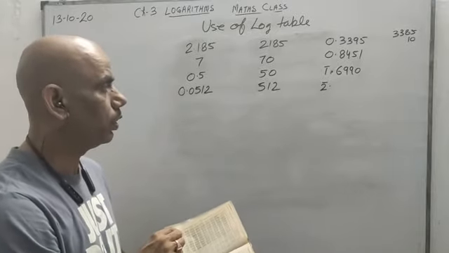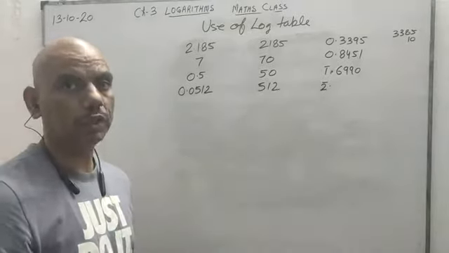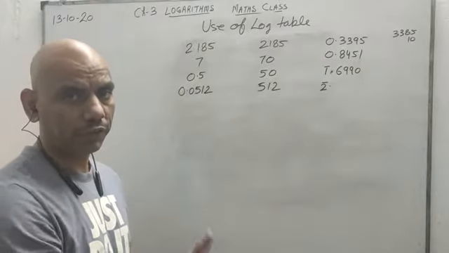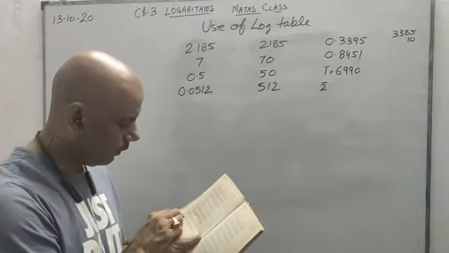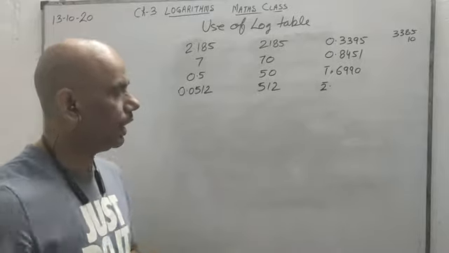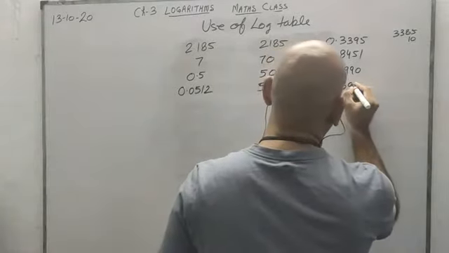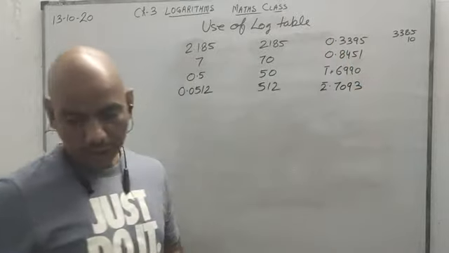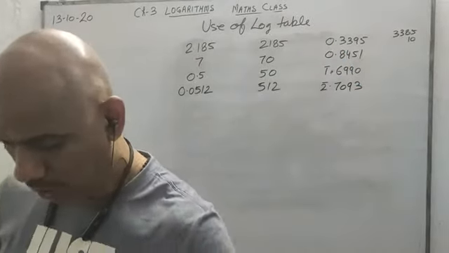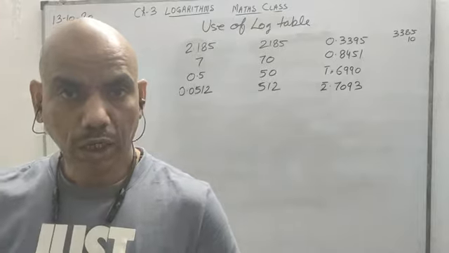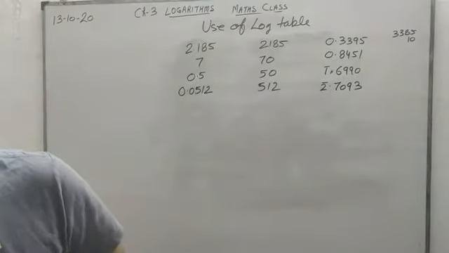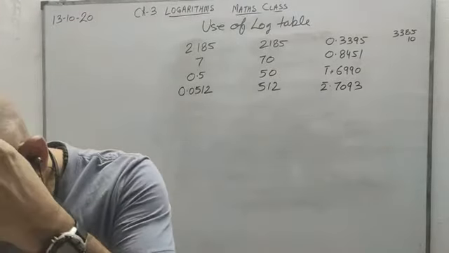the column of 2. The column of 2 will be the third one, because the first column is for 0, second is for 1, third is for 2. For 51, the column of 2 gives 7093. So 2 bar .7093. So this way we will know how to find the value of log in the given question.